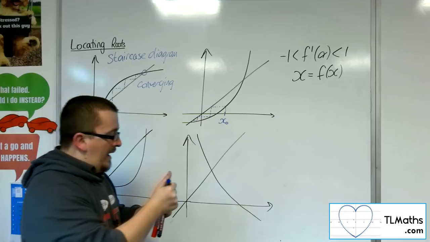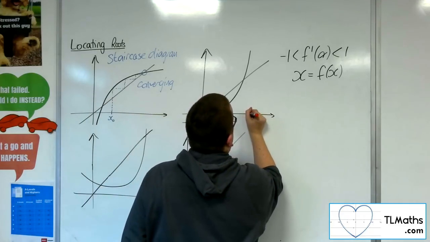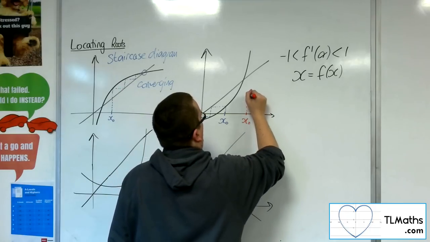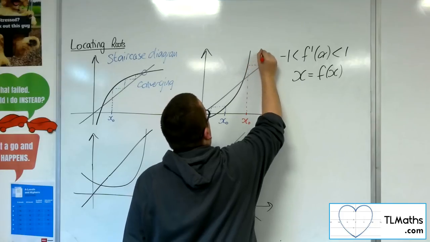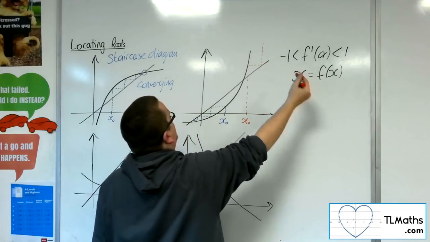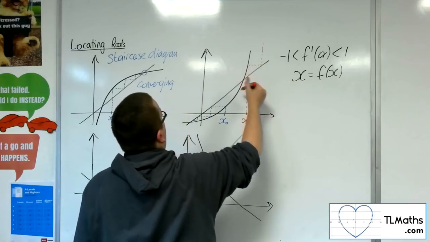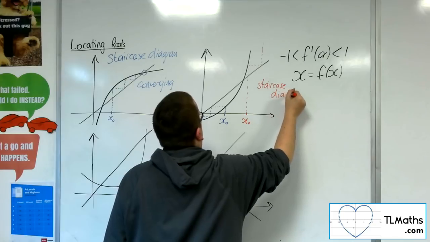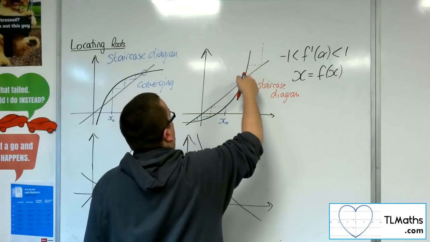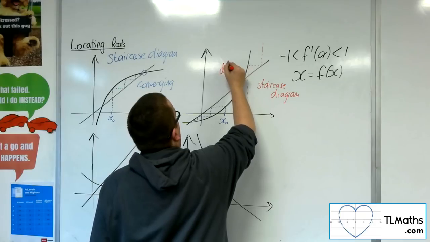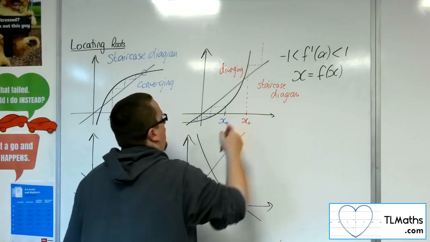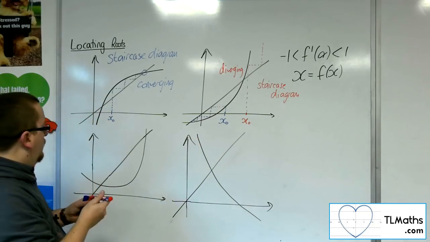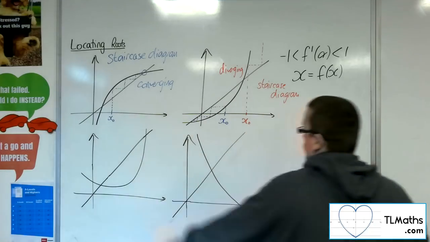And that's because the gradient of the curve here is between minus 1 and 1, but over here it's greater than 1. So if I was to instead start here, just to the right of that point, then if I go up to the curve, then to the line, then all the way up to the curve again, I can see that actually, although this is a staircase diagram, at this point I am diverging. If I start here, I am converging. Okay? So let's have a look at these two.